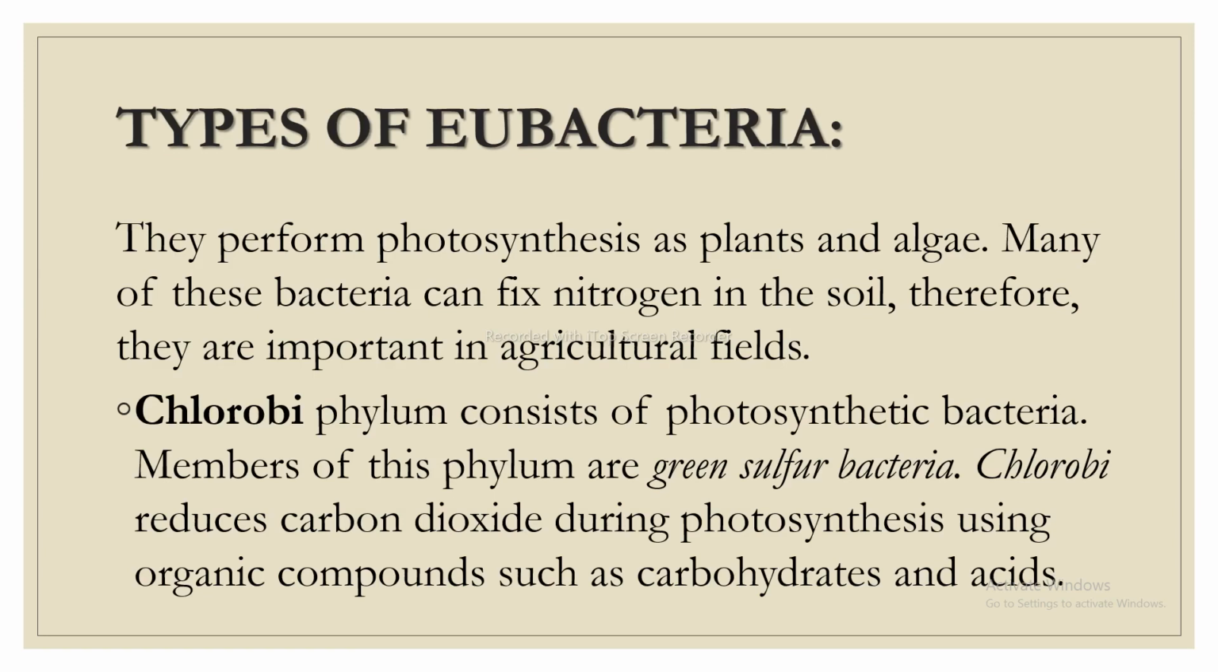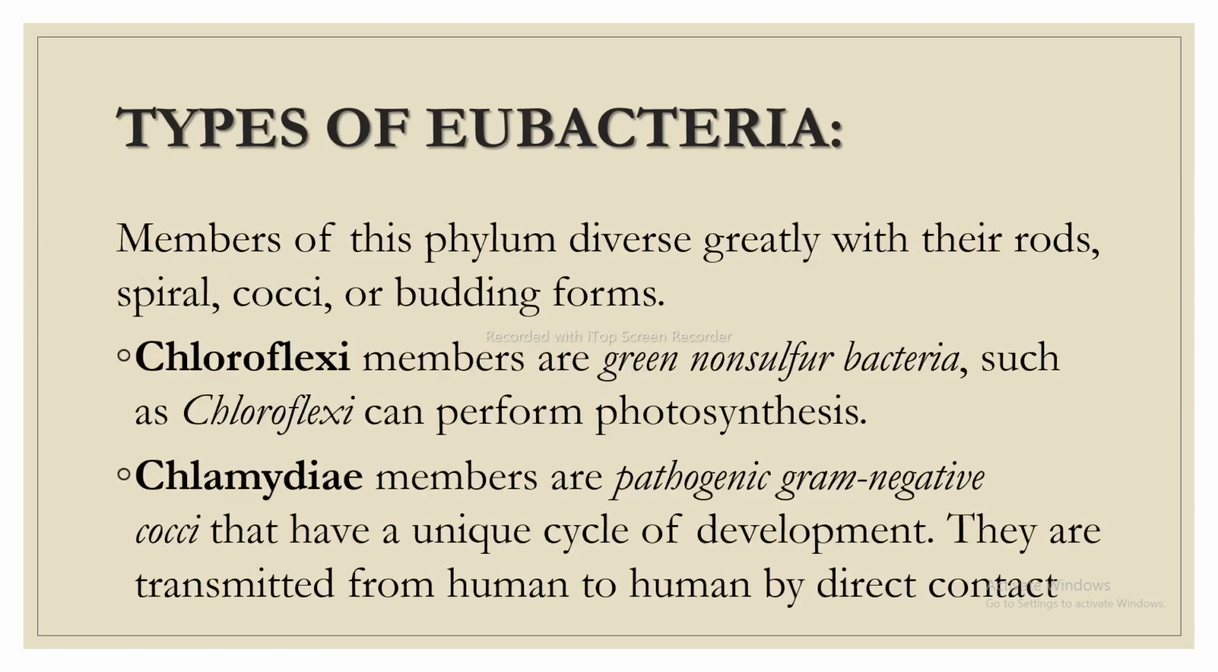So next is the Chlorobi. This phylum consists of photosynthetic bacteria. Members of this phylum are green sulfur bacteria. Chlorobi reduce carbon dioxide during photosynthesis using organic compounds such as carbohydrates and acids, and members of this phylum diverge greatly with their rod, spiral, cocci or budding forms. So next is Chloroflexi. Members are green non-sulfur bacteria, which can perform photosynthesis.